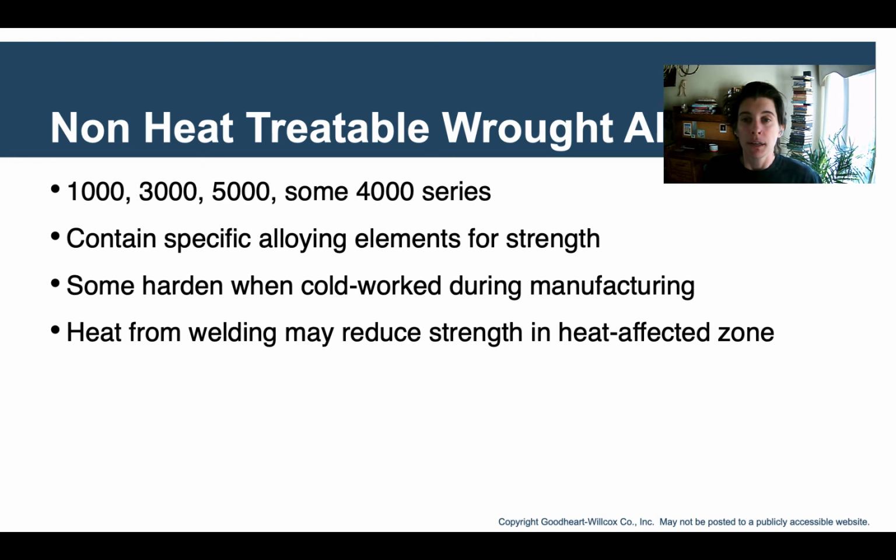So the non-heat treatable wrought alloys are going to be the 1000, 3000, 5000, and some 4000 series. These are certain specific alloying elements that have been added for strength, but they're not heat treatable. Some of them do harden when they're cold worked during manufacturing. So that's if they're hammered or squished or shaped or whatever while they're cold. They can get a little bit harder with that process, but you can't heat treat them.